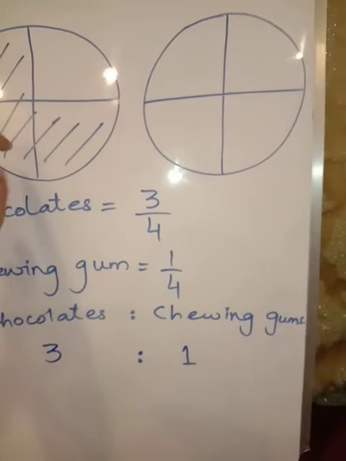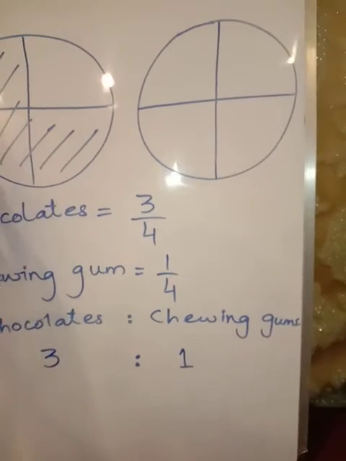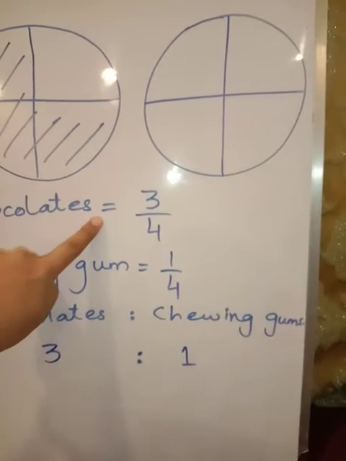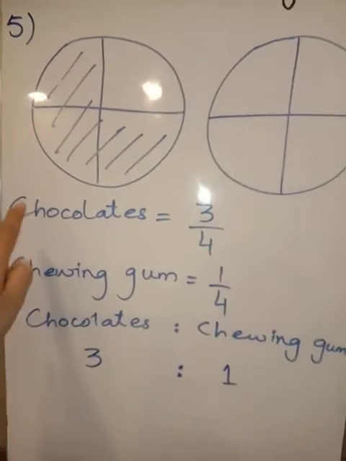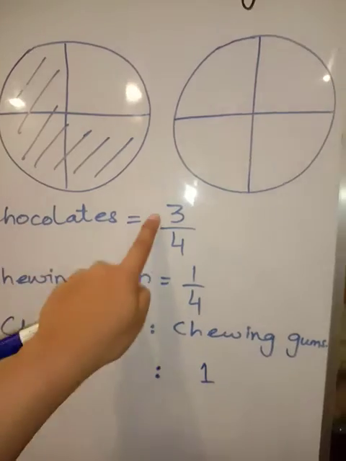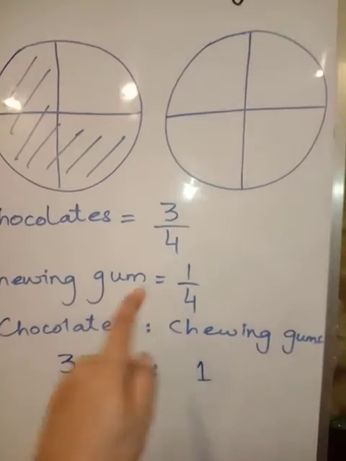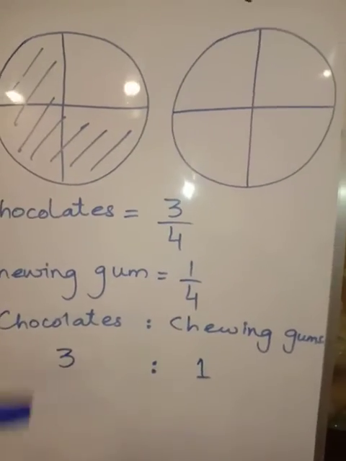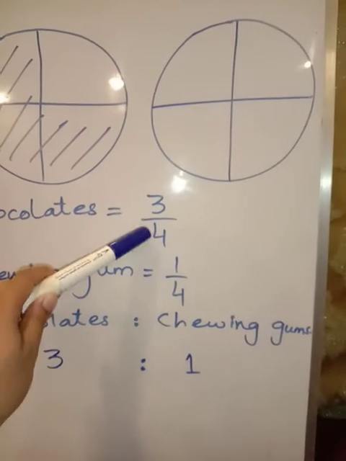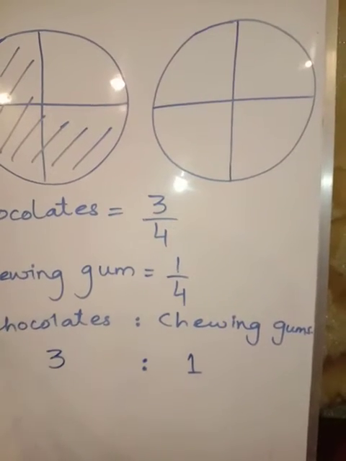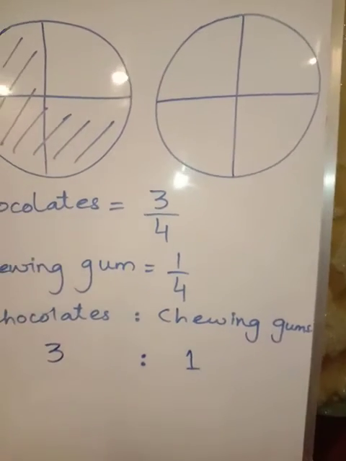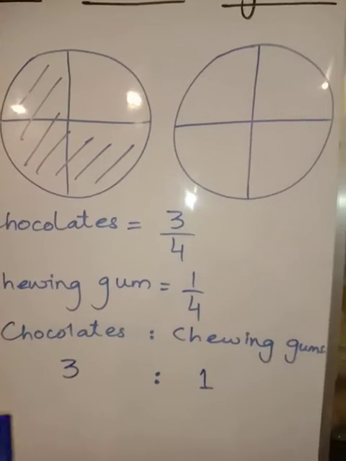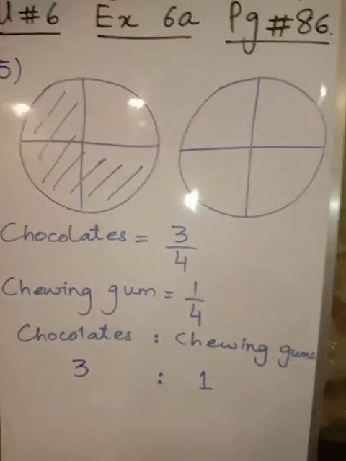In total she is dividing her pocket money into 4 portions. 3 portions are spent on chocolates and 1 portion is spent on chewing gum. So the ratio for chocolates is 3/4 and chewing gum is 1/4. Since we have the same denominators, you can write the amount spent on chocolates is 3 and the amount spent on chewing gum is 1. So the simplest ratio is 3:1.